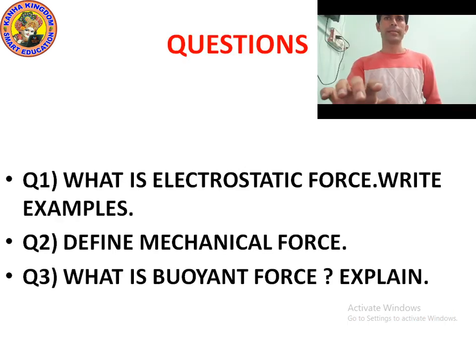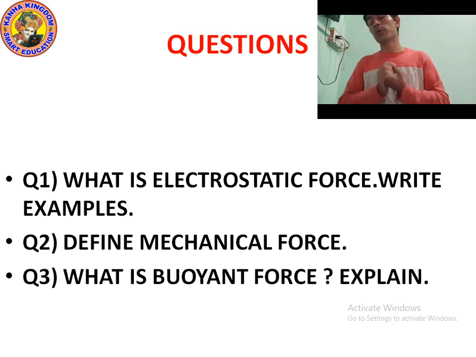Okay, it's time to ask questions from you. Question number one. What is electrostatic force? Give an example. The force that a charged body exerts on another charged or uncharged body is called electrostatic force.